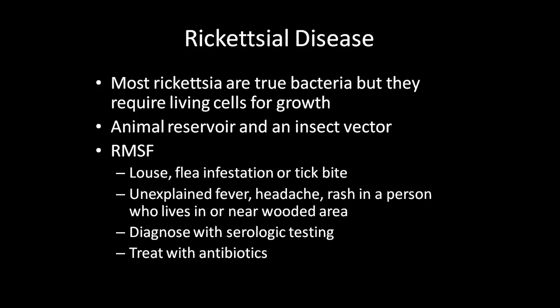So rickettsial disease. Most rickettsial are true bacteria, but they require living cells for growth. That's why they don't really fit great with the overall bacteria. So they don't fit in with this true bacteria. They're kind of their own category. They use an animal reservoir or an insect as the vector. So they need this animal. They're considered a zoonotic type of disease process.